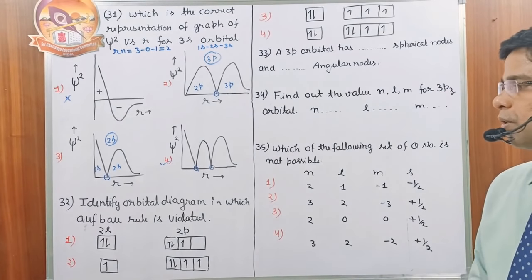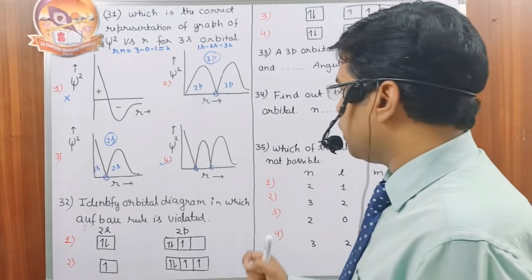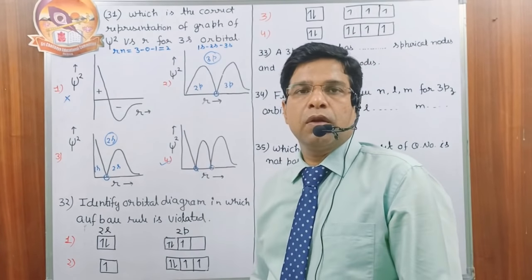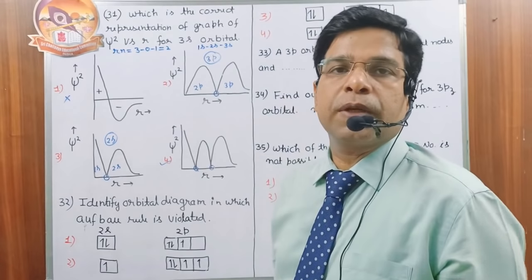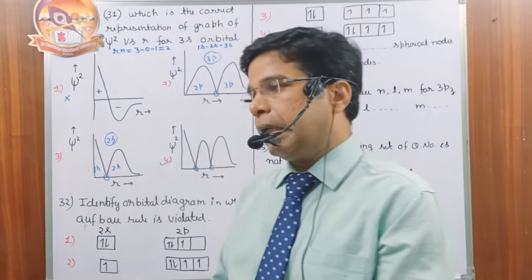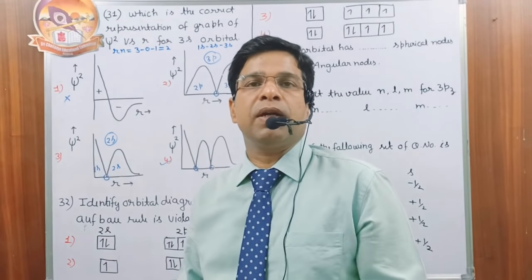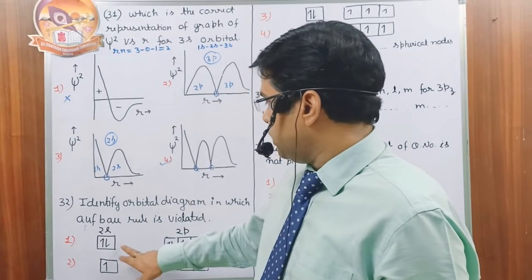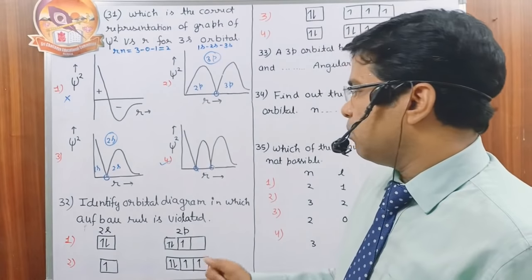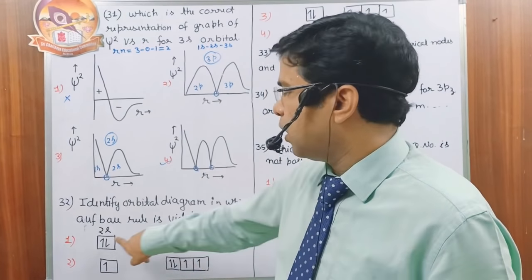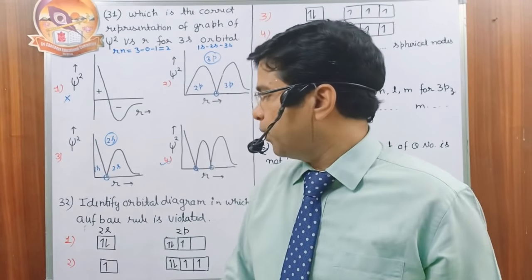Then in question number 32, identify the orbital diagram in which the Aufbau rule is violated. According to the Aufbau principle, the electron must enter the shell which has less energy, given by n plus l. So in this option number 1, the Aufbau rule is not violated because the electron enters the 2p after the completion of the 2s.